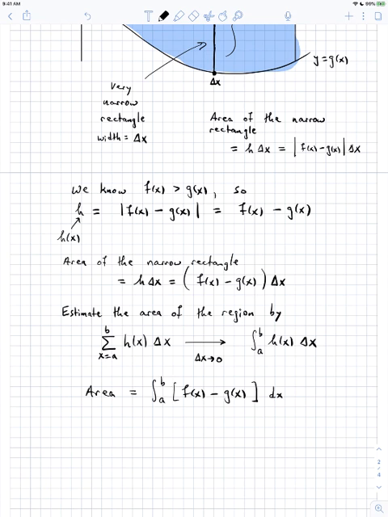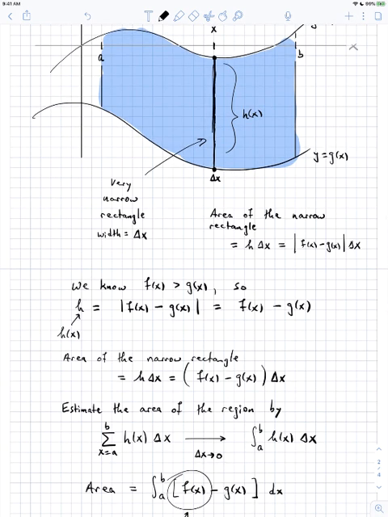So it doesn't matter if f and g are positive or negative. The only thing that matters is that f needs to be bigger than, or possibly equal to, g. Because as long as f is bigger than g, this quantity, f minus g, gives us the height of this narrow rectangle that we see here, this very narrow rectangle.